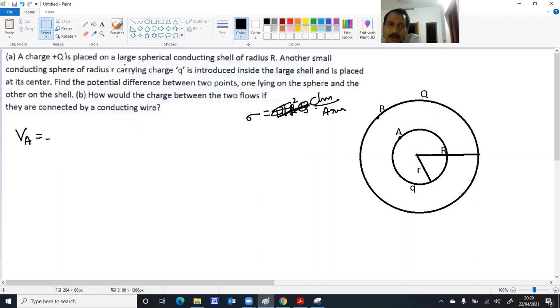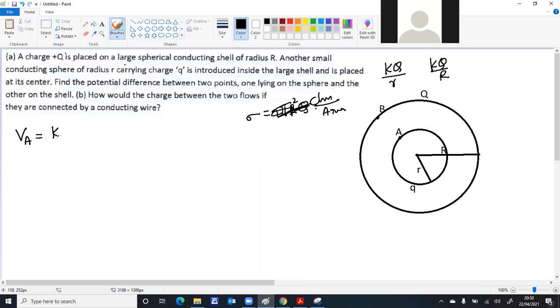So the other formula was KQ by R for outside, and KQ by R for inside and on the surface. Can you tell me the potential at A due to A? That would be K small q by small r, plus K big Q by big R. Both are like one is on the surface, one is inside.